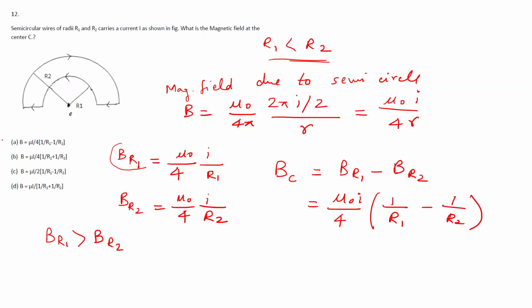So the correct answer is mu naught, or mu. Permeability they have taken as mu, we have taken mu naught, that's fine. Mu naught I by 4 times 1 over R1 minus 1 over R2. I think option A is the correct option here. Well, A is the correct answer.